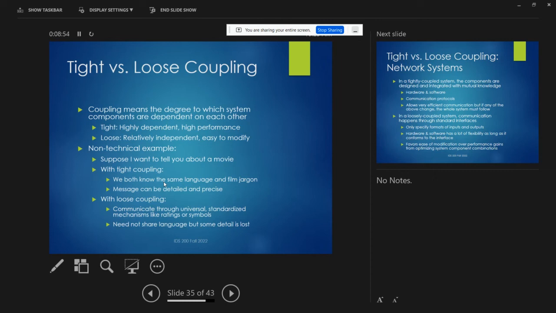My message to you can be fairly detailed and precise, and you'll get it. In a loosely coupled system, you'd communicate through some kind of universal standardized mechanisms, right? So you might have a list of attributes of the movie, like how was the acting, how were the special effects, how was the scenery, how was the sound, how was the music, stuff like that, right? And I could give any of those 1 to 5 stars, and so you'd get an idea of what's going on, but you wouldn't get the full depth of the message, right?